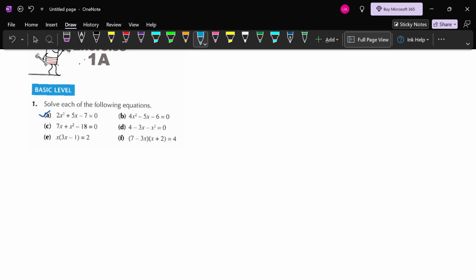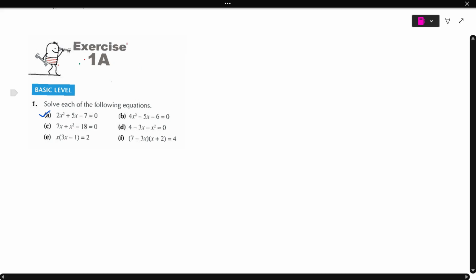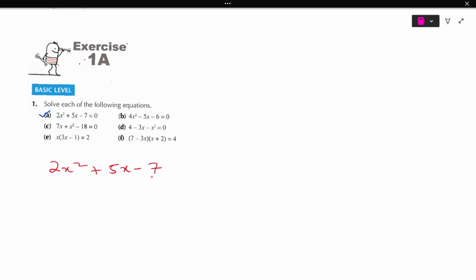We are starting with exercise 1a. Okay, we have the first question, question number 1. It says that you have 2x square plus 5x and then minus 7, right? So what's our first step?